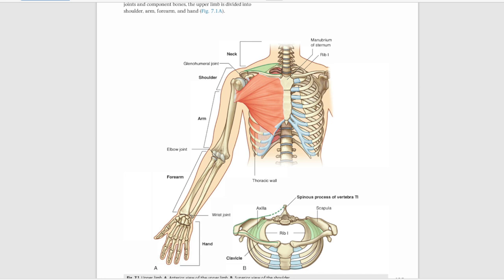First of all, we will talk about the upper limb: how to start, how to read, and how to memorize everything about it. In this first topic, we will cover how to read and understand everything about the upper limb.